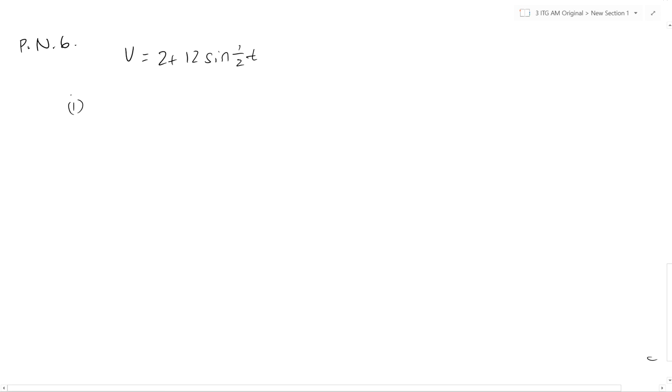The next question we are going to attempt is practice now 6. It is given that velocity is 2 plus 12 sine half t. The approach is going to be similar. It's just that now we are dealing with differentiation or integration of trigo functions. So to find the displacement when t equals pi over 3, take note that we'll be working in radian mode. The displacement is given by the integral of 2 plus 12 sine half t with respect to t.